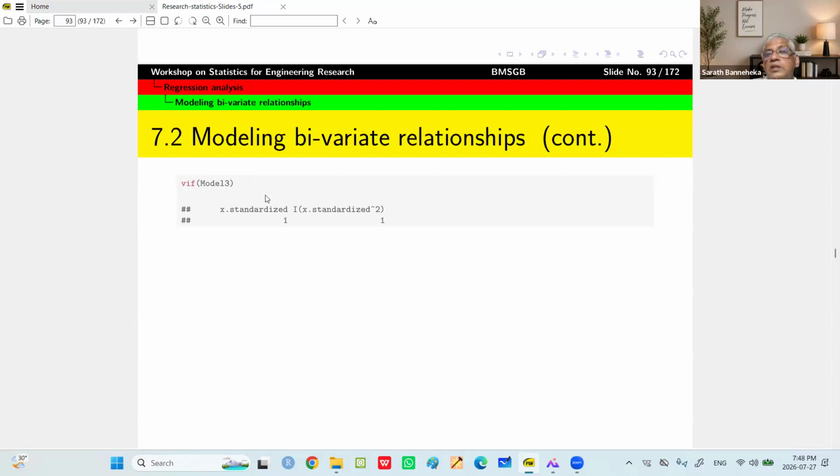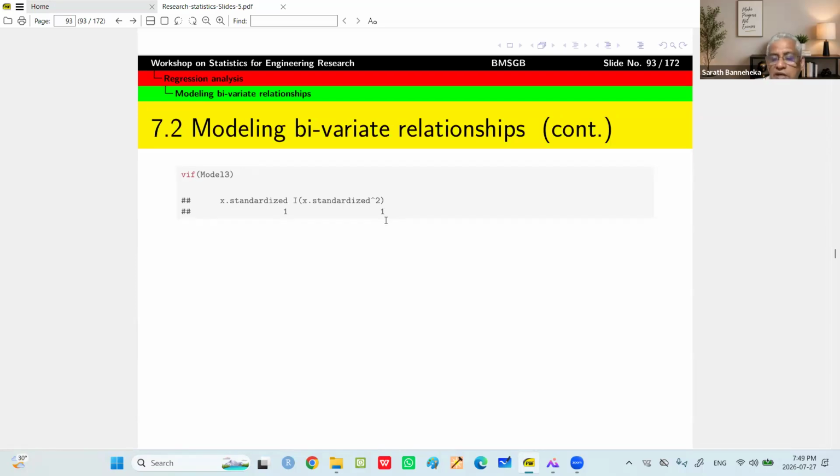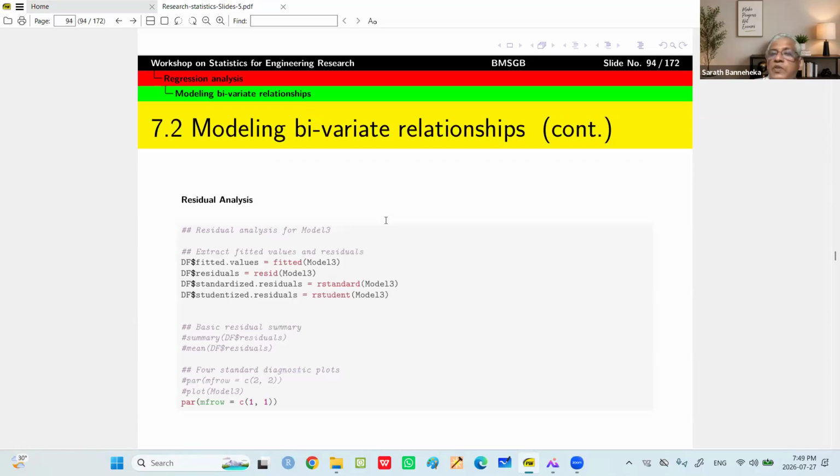But now if you look at the VIF values to see whether there is any multicollinearity problem in the model, you can see that the VIF values are just 1. It's less than 5. So now there is no multicollinearity problem in the model. Therefore, the fitted model with the standardized x can be considered as the final model.